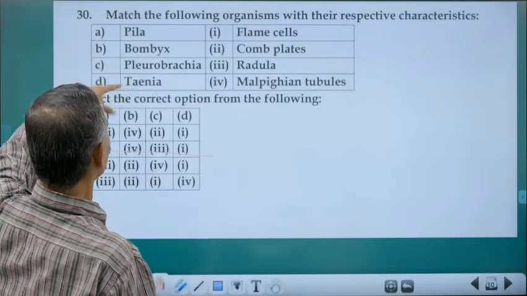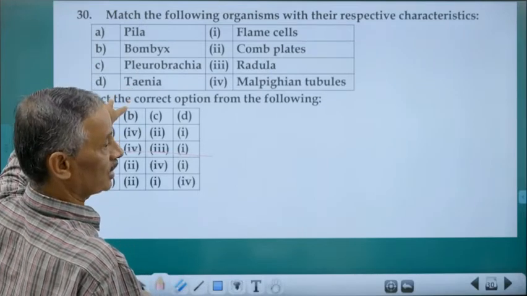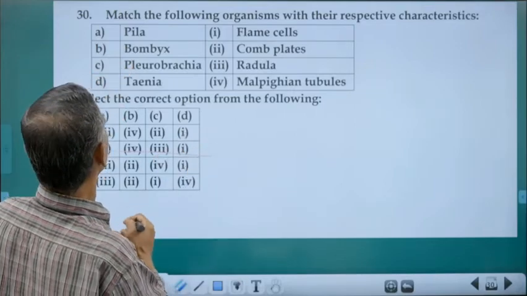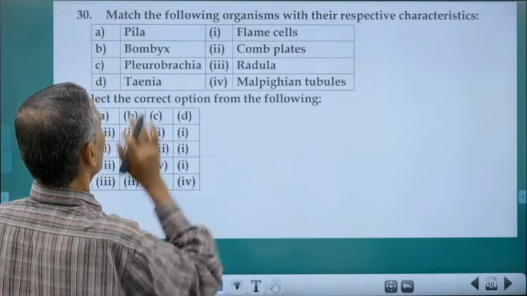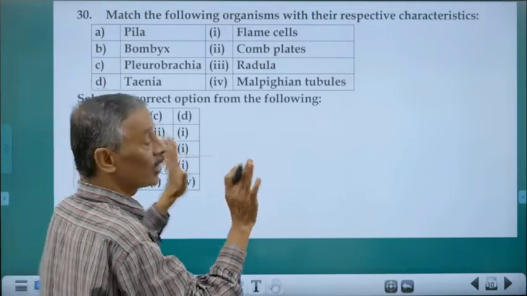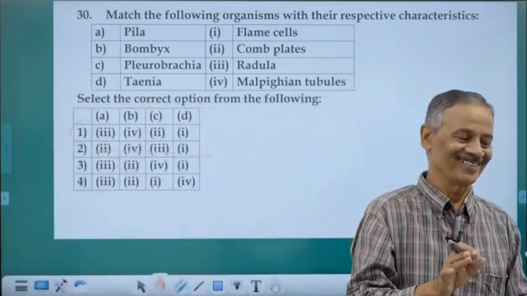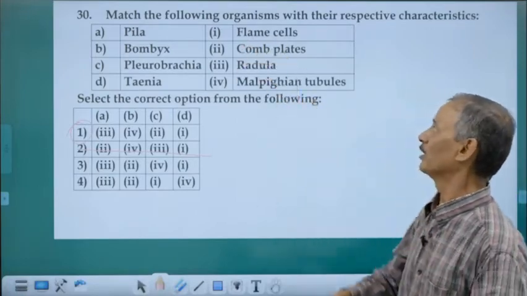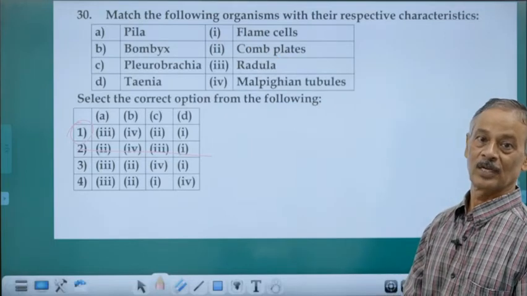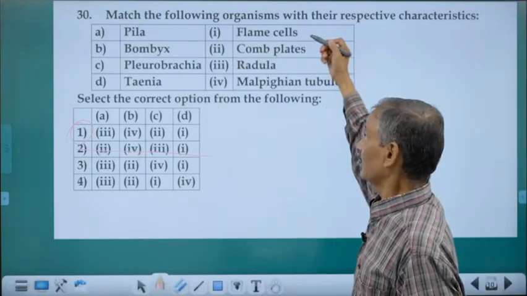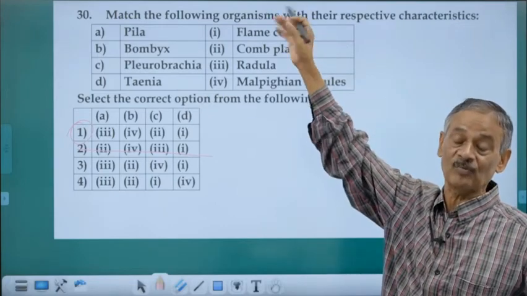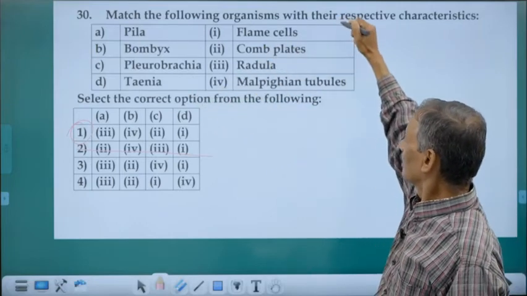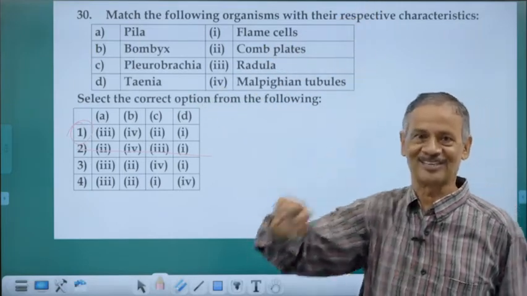Pleurobrachia, correct. And Taenia. What is Taenia? Taenia solium. So it is a platyhelminth, tapeworm, having flame cells. See, Taenia has no excretory structures. It belongs to the platyhelminths, and for platyhelminths, we have flame cells. Don't argue that Taenia is a parasite. It contains no other structure except for reproductive structure. That I agree. But it belongs to the platyhelminths, and for platyhelminths, flame cells are characteristic.